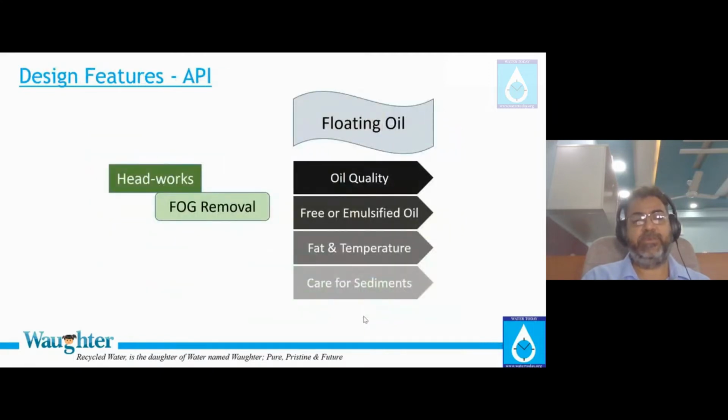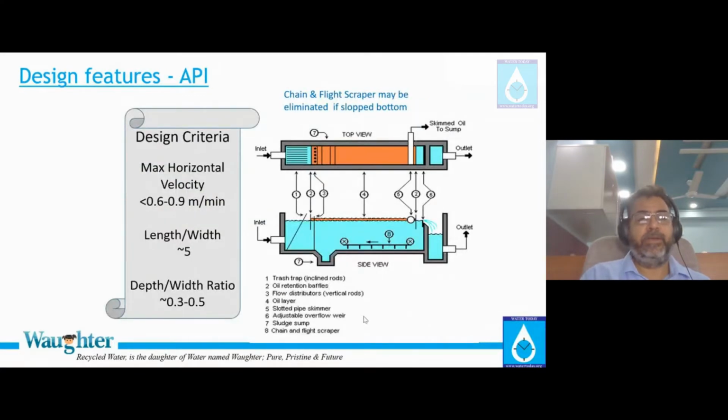However, there could be some industrial environments where you have higher FOG levels. For example, floating oils, where oil quality, whether it is free or emulsified, is important. Fat and temperature, and one must take care of the sediment. The equipment which deals with all these oil-related issues is called the API separator, American Petroleum Institute, because as the name suggests, they have to deal with a lot of petroleum.